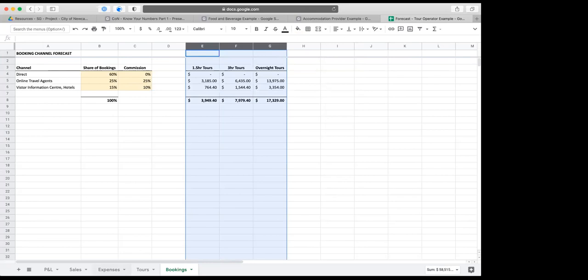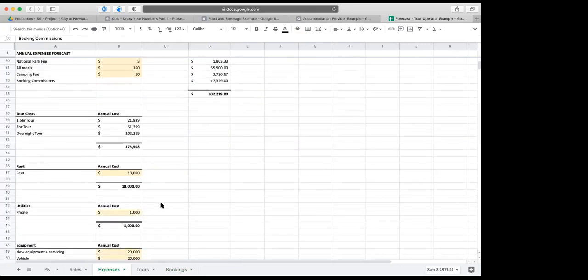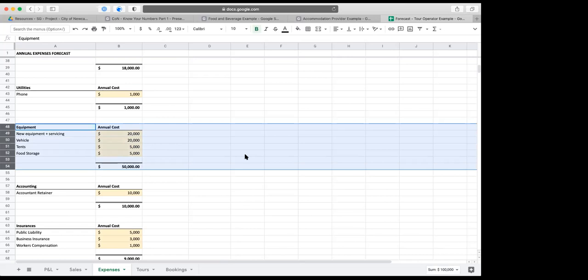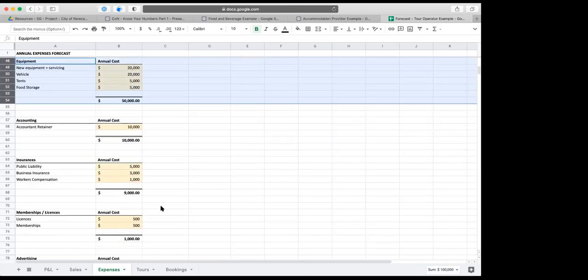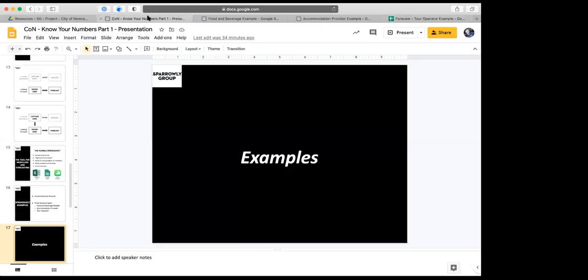There are also a number of fixed costs modeled in the expenses tab also, as you can see here, rent and utilities, for example. Also of note, for this business, equipment is one that is quite large also, which is quite important for a tour operator. So based on these expenses and the remainders in here, this tour operator business is forecasted to make a profit of just over $11,000 for the year. And that now concludes our spreadsheet walkthrough component of the webinar.